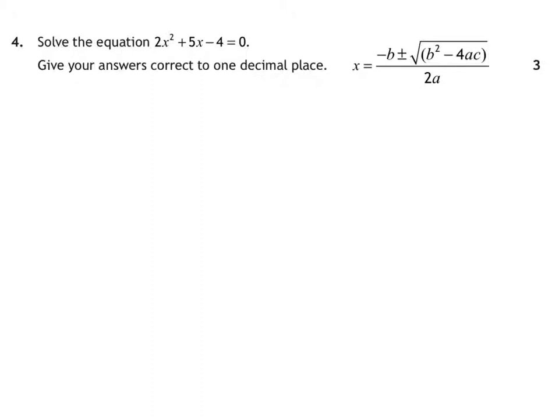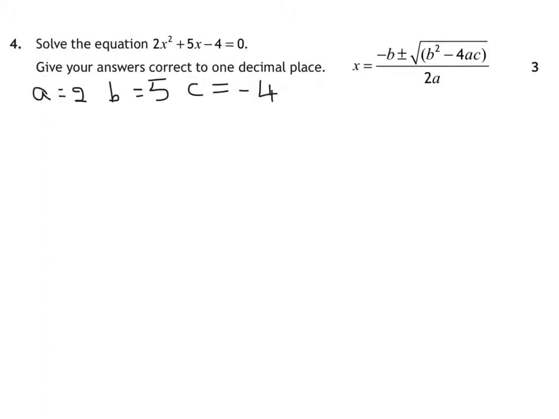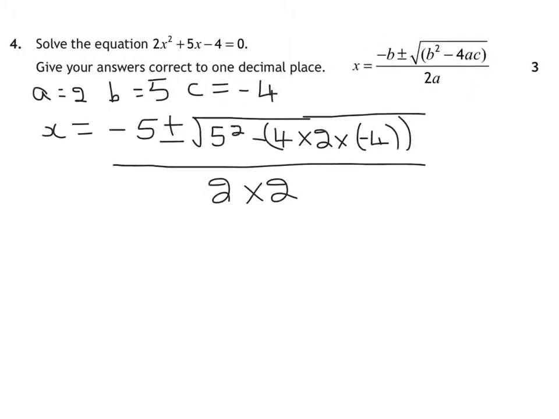Okay, quadratic formula. x is equal to minus b plus or minus the square root of b squared minus 4ac, all over 2a. So write down what a is equal to, b is equal to, and c is equal to, and then sub them in. Okay, so a is equal to 2, b is equal to 5, and c is equal to negative 4. Now we very carefully substitute them into our formula. Watch your negatives. Always make sure you put your negatives in.